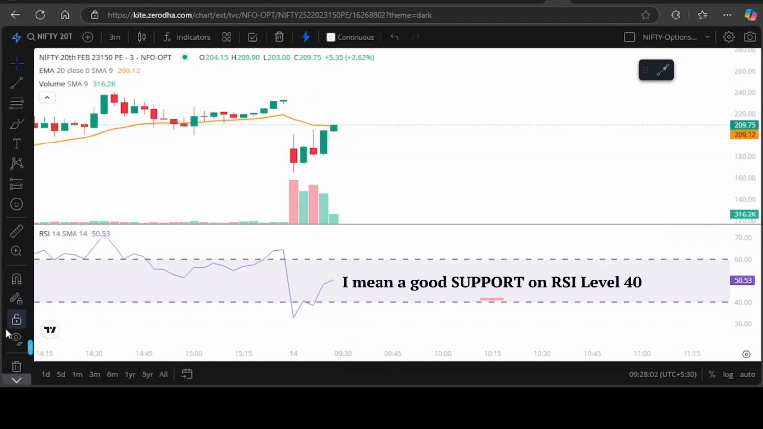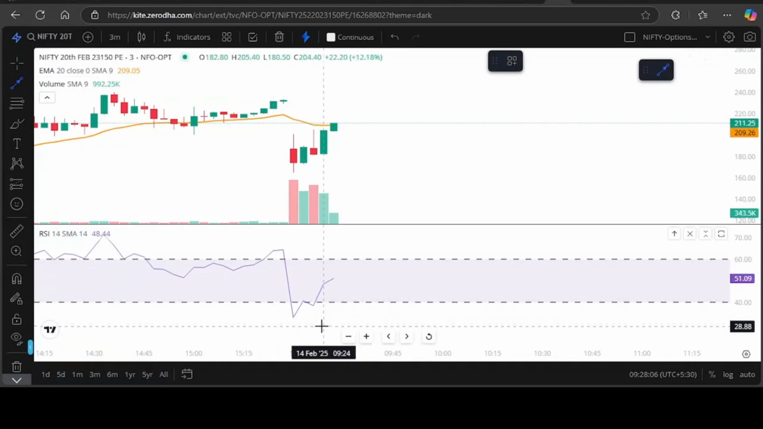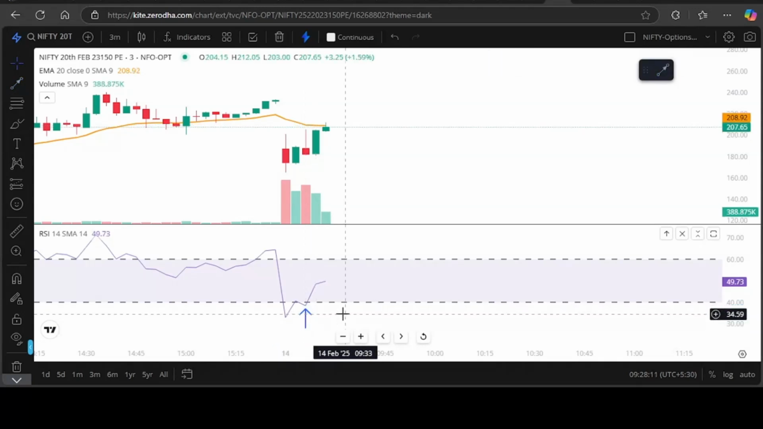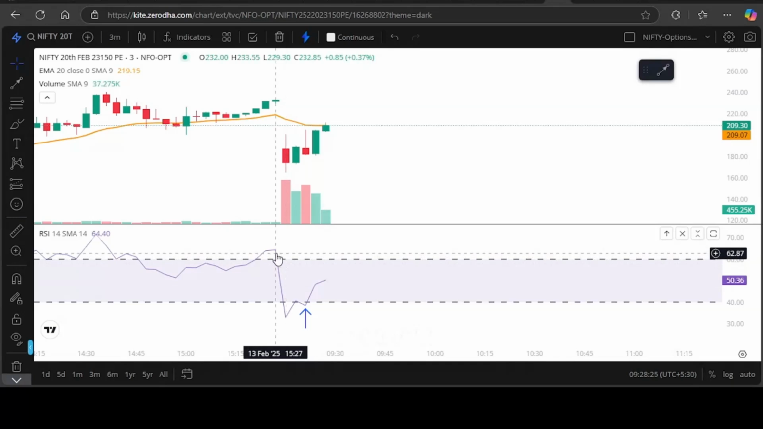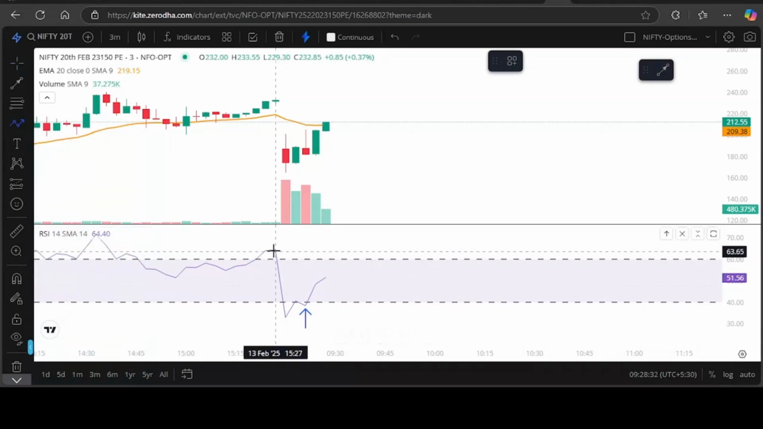Let me mark it quickly for you so that you know how in a live market you can analyze whether the signal is right or wrong. It's actually not about wrong and right. It's about whether your strategy fits in the current market which is ongoing. So let me explain to you why I think this is a good signal and I'm going to take this trade. I have already placed a trade, by the way.